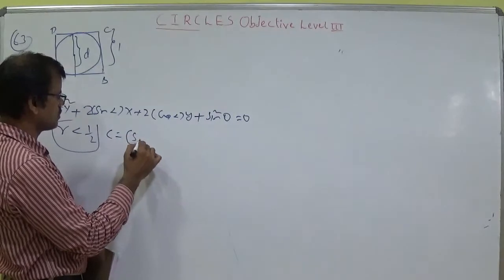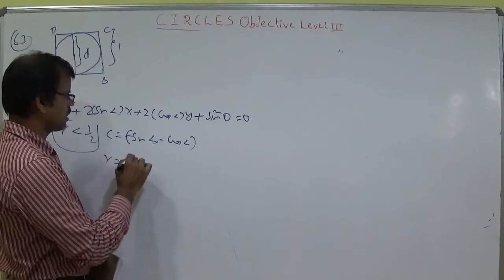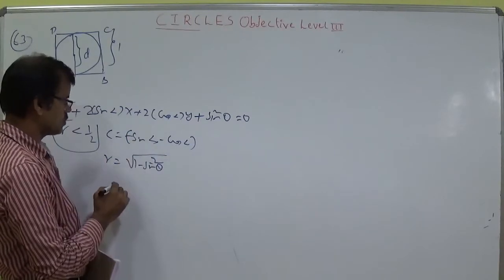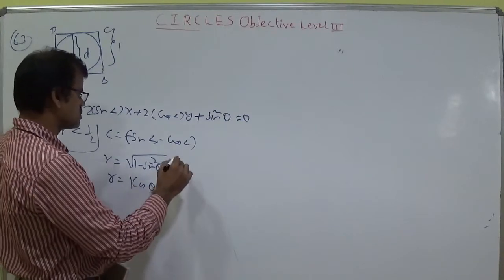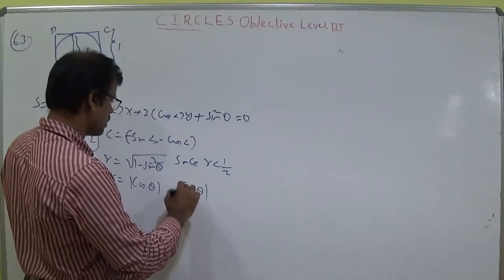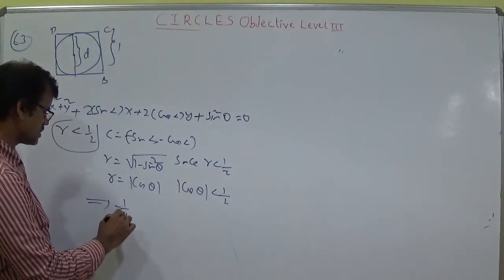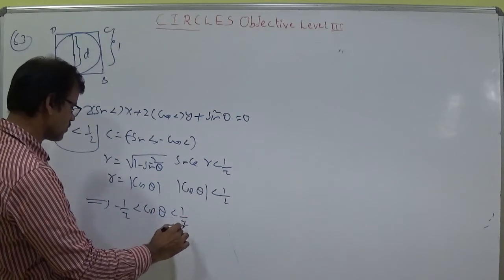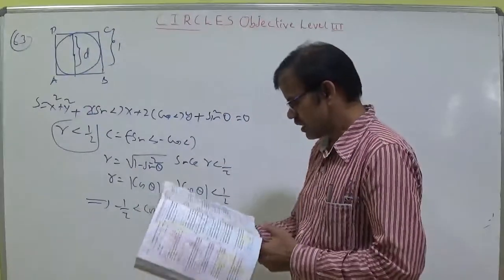So C is equal to minus sin alpha comma minus cos alpha. R is equal to root of 1 minus sin square theta, which is modulus of cos theta. Since r less than 1 by 2, modulus of cos theta less than 1 by 2. Whenever modulus of cos theta is less than 1 by 2, you can write minus 1 by 2 less than cos theta less than 1 by 2. So cos theta value should lie between a negative and a positive 1 by 2.